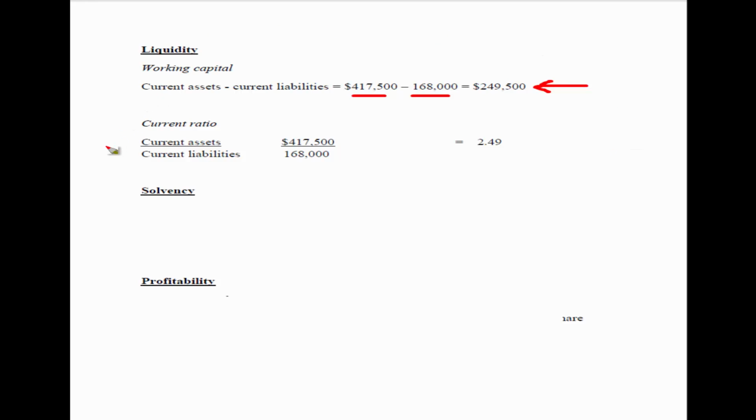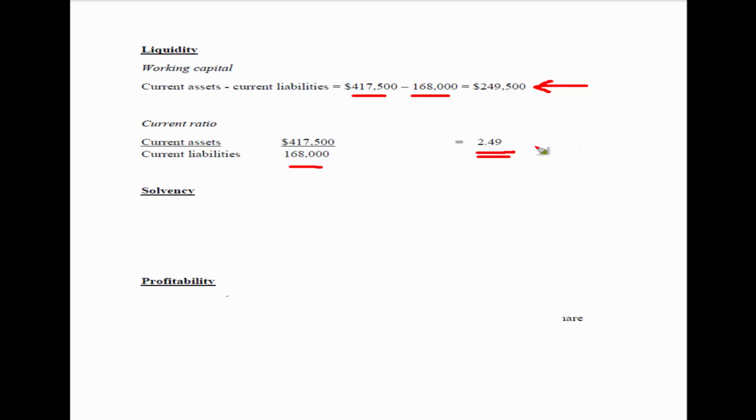A better calculation, though, is to take these two numbers instead of subtracting from each other to have current assets over current liabilities. What is our ratio of current assets to current liabilities? Here the ratio is 2.49 times. We have more than twice as many current assets as current liabilities.